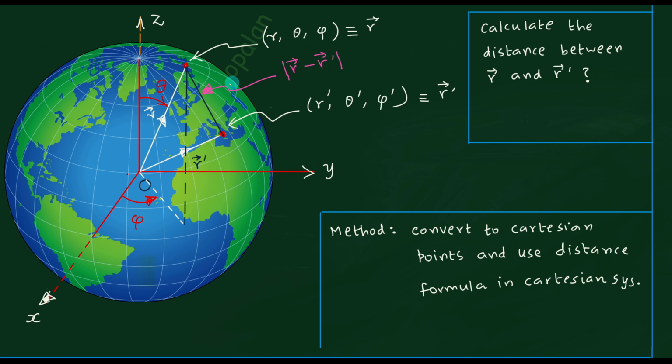Is the point clear? If both the points are on the surface of the sphere, then r and r prime will be equal in value. Okay, so one point may be above the sphere and one point may be inside the sphere. Anything is okay. So this is r and that is r prime.